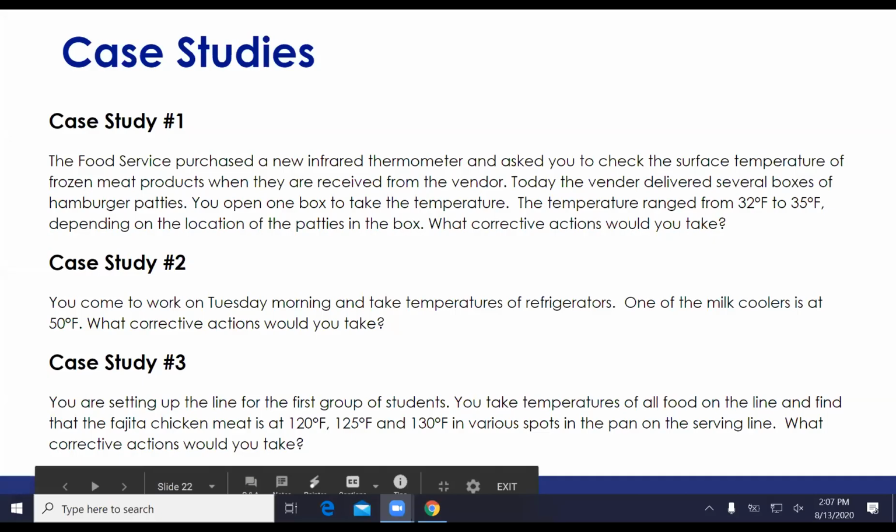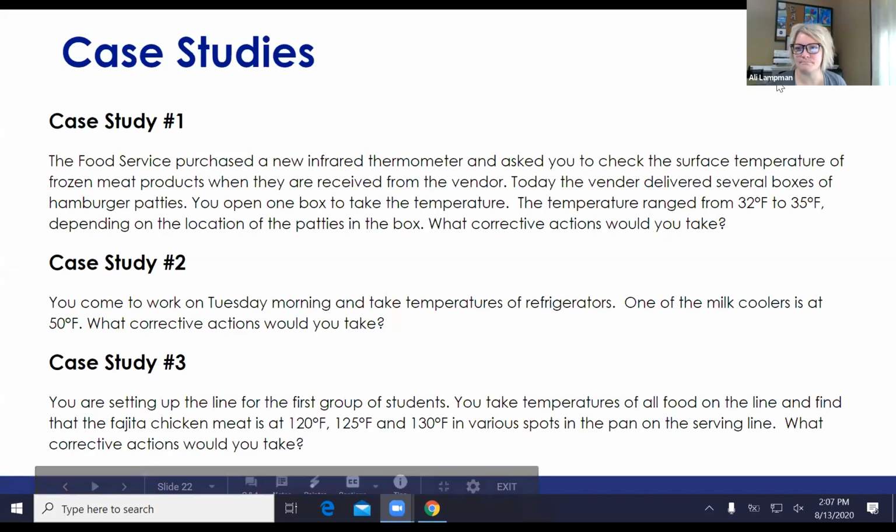Am I sharing? Can you guys see it? My screen? No. Okay, sorry. Technical difficulty. Now can you see it? Yes. Thank you. Okay, perfect.